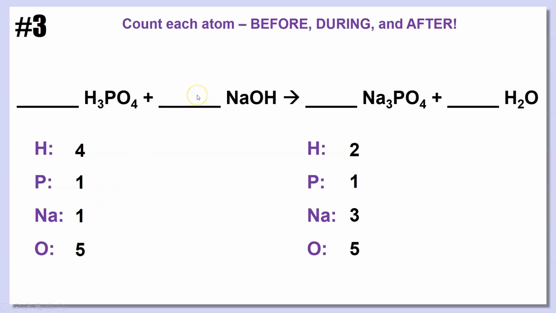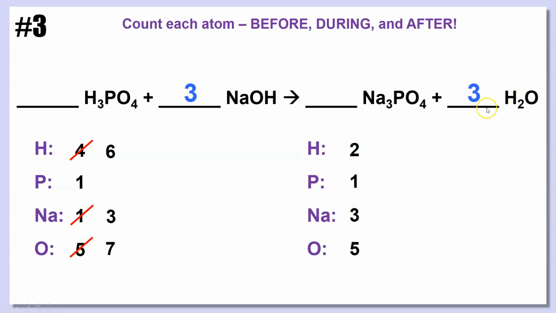If I want 3 sodiums, I put a 3 there. But I've messed up a whole bunch of things, haven't I? Now I don't have 5 oxygens, I have 4 plus 3, which is 7. I've also messed up my hydrogens. 3 plus 3 is 6. Things got a lot worse, didn't they? Okay, now we messed more things up. We're going back and forth. Let's go to the other side now.